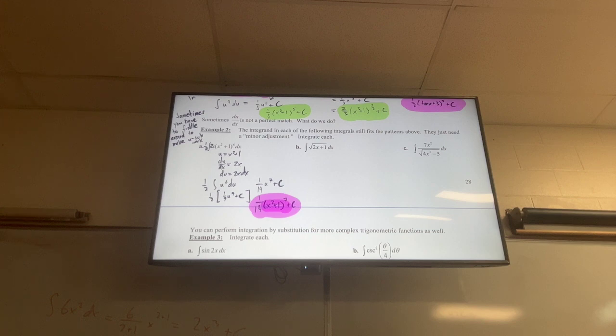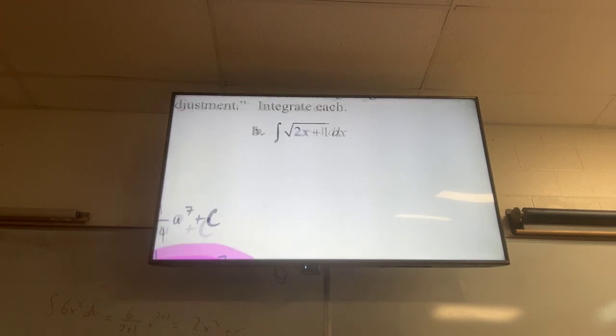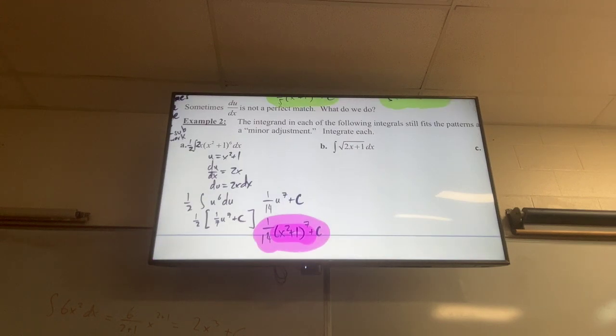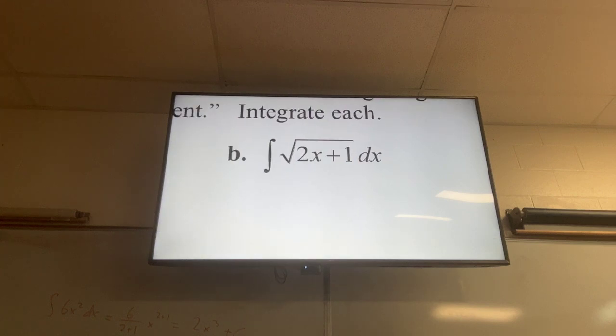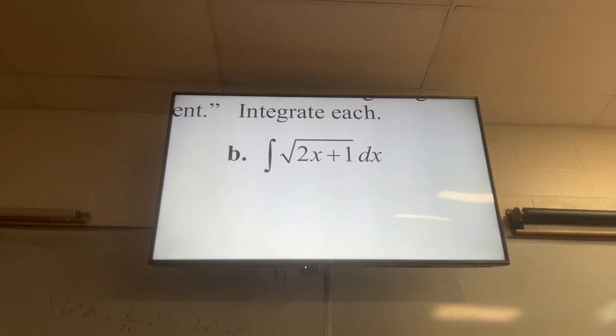Are you feeling okay so far? This next one, I have a function inside a square root. What's the derivative of all that stuff that's inside the square root? It'd be 2, right? So I need there to be a 2 outside here. So what do I write? I can write a 2 there, but to compensate I have to write what outside? A 1/2, okay?